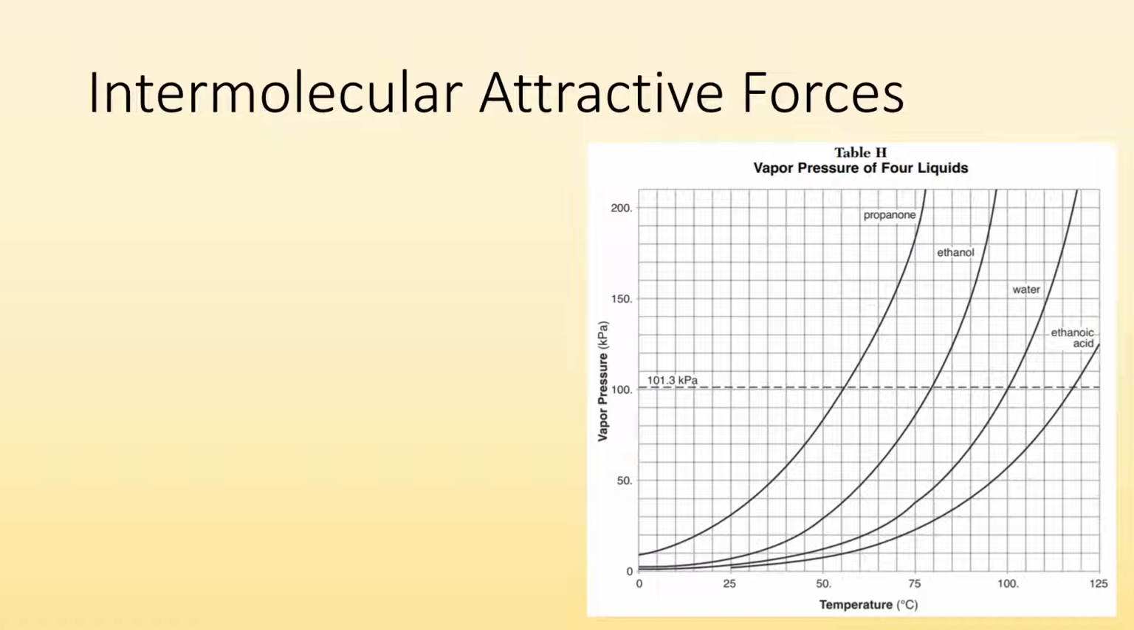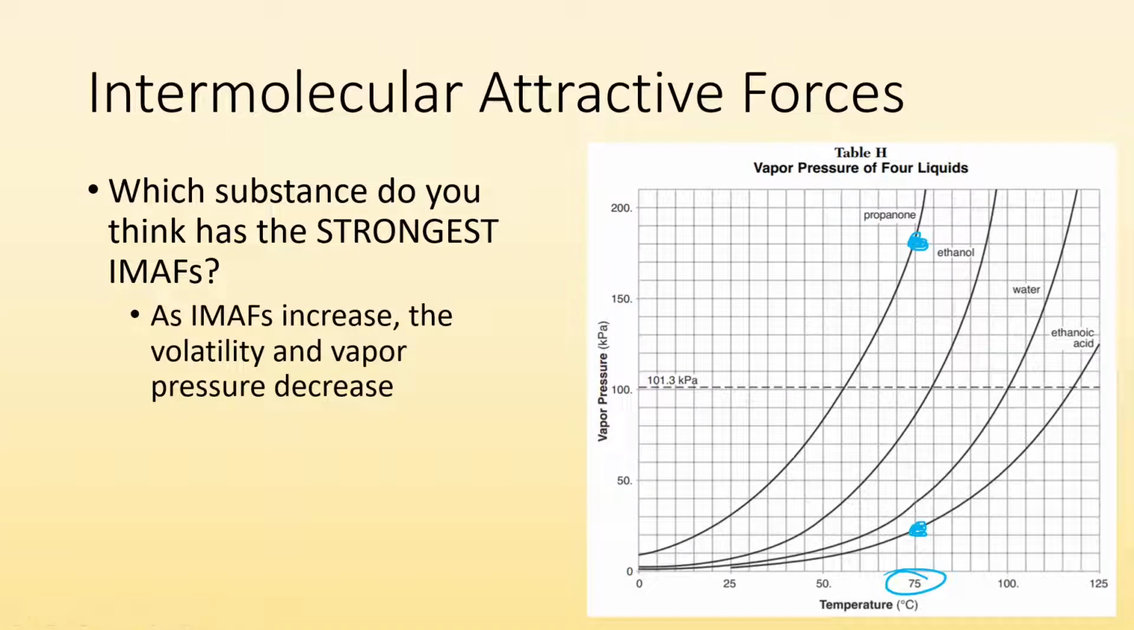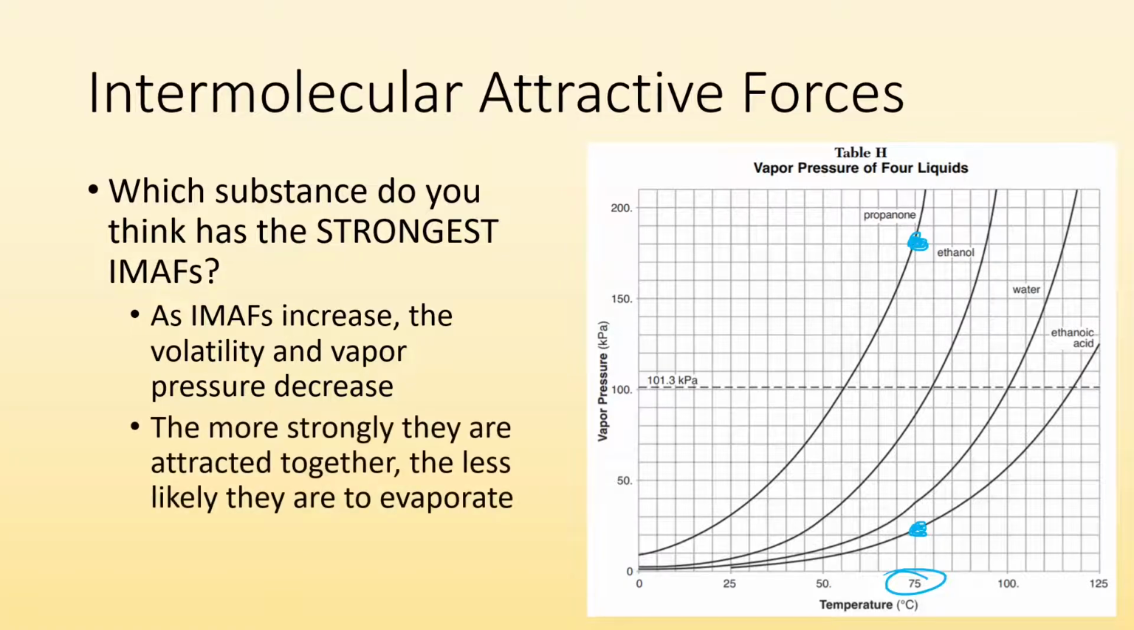Intermolecular attractive forces dictate how volatile a substance is. So which substance do you think has the strongest intermolecular attractive forces? Well, again, let's just pick a temperature, and we could probably rule out those middle ones. If I'm asking for an extreme, let me look at the two extremes. I've got ethanoic acid or propanone. And think about it. As attractive force increases, the volatility and vapor pressure should decrease, right? The more strongly they are attracted together, the less likely they are to evaporate. So which one of these is going to have the strongest attractive forces? It's going to be ethanoic acid, right?